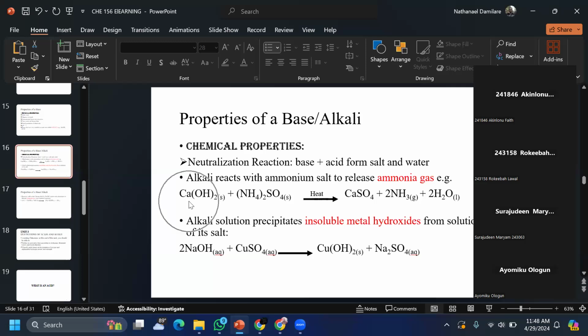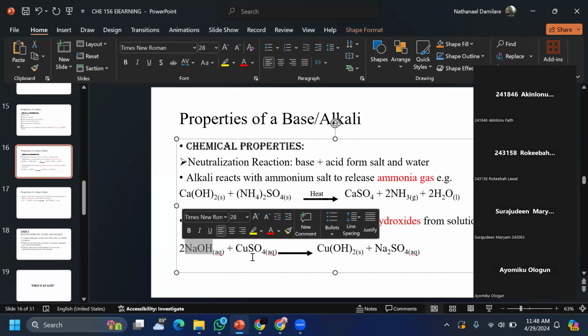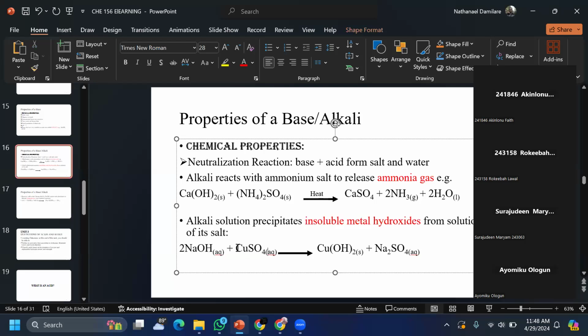An example is what we have here, where calcium hydroxide reacts with ammonium sulfate, and when heated, we have ammonia gas liberated. Water and CaSO4 are also formed. An alkali can also precipitate an insoluble metal hydroxide. For example, sodium hydroxide can react with copper(II) sulfate, and that will form an insoluble salt, Cu(OH)2. Then we have a soluble salt, which is sodium sulfate, Na2SO4.